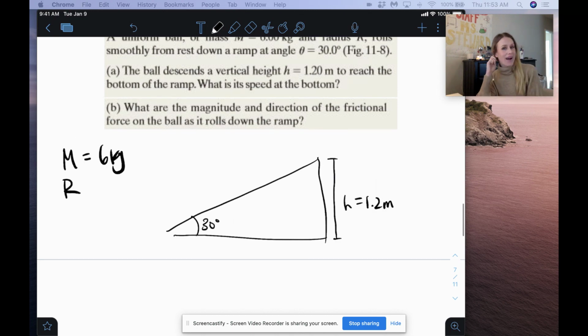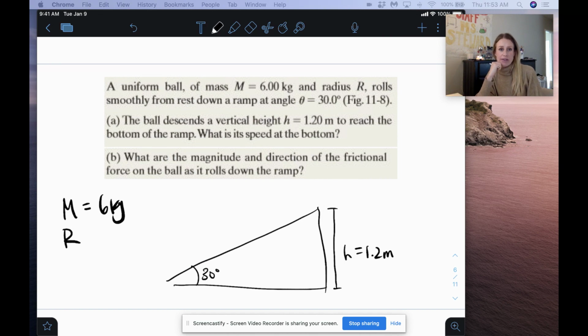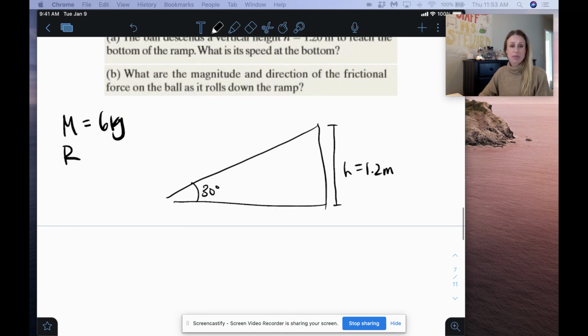Now, whenever they give you a height like this, my mind automatically goes to conservation of energy, just because you have potential energy at the top, and then as it rolls down, you're going to get kinetic energy at the bottom, and we're looking for speed at the bottom. So that's usually the easiest way to get velocity or speed at the bottom of an incline. So that's what I'm going to do.